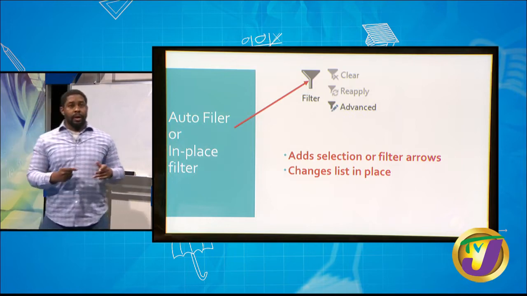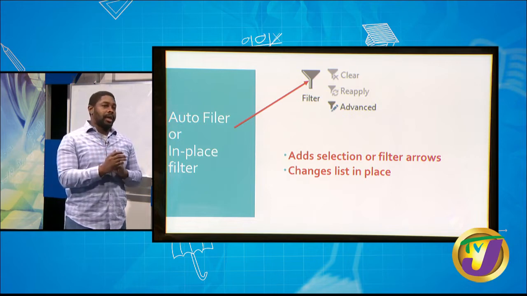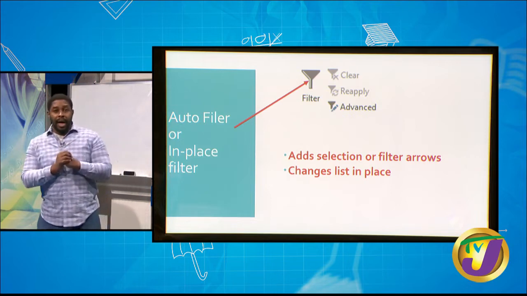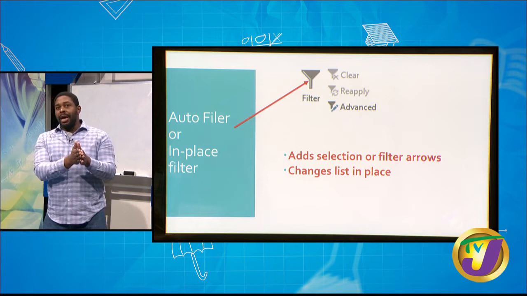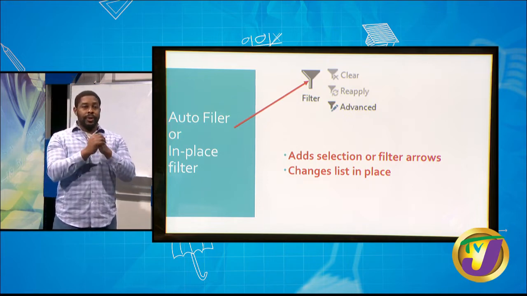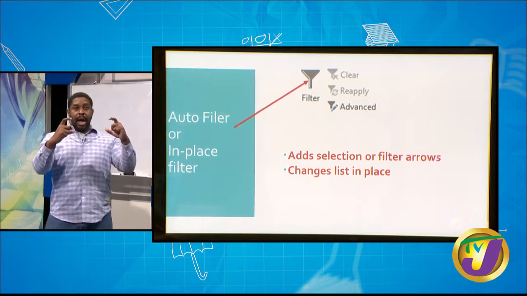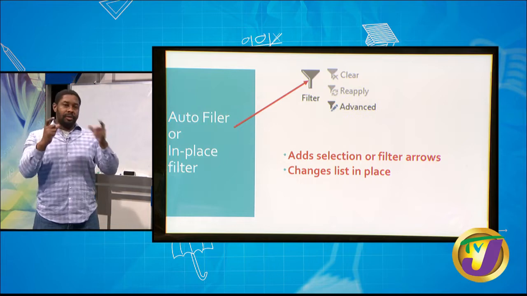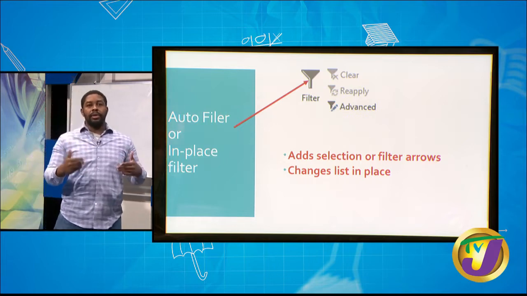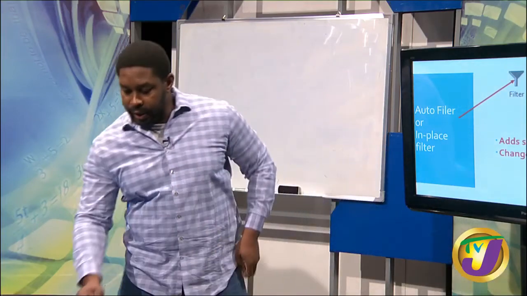However, you want to do an advanced filter mostly in your SBA because you're going to be marked for the criteria range as well as the extracted information. If you do an auto filter, it will just filter in the list and change the list. But that's not what you want. You want to show the examiners that you are able to create an advanced filter by creating a criteria and creating the extracted information.